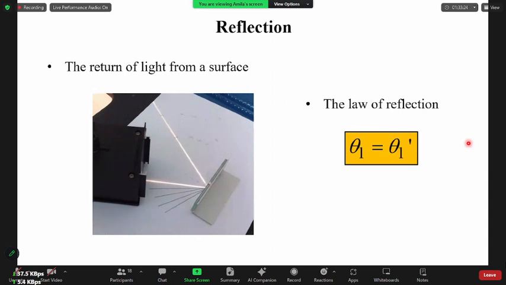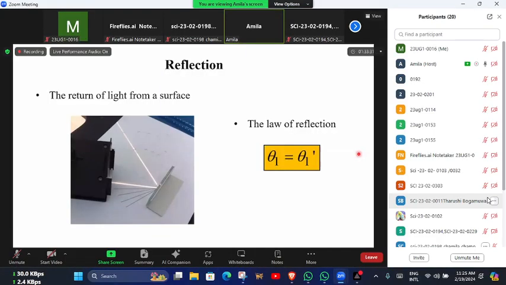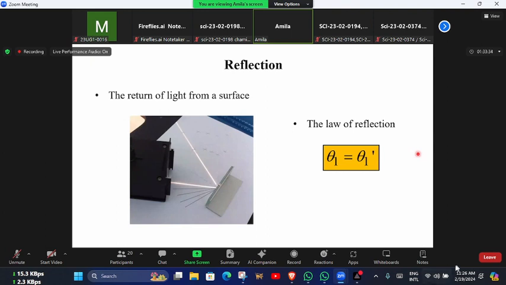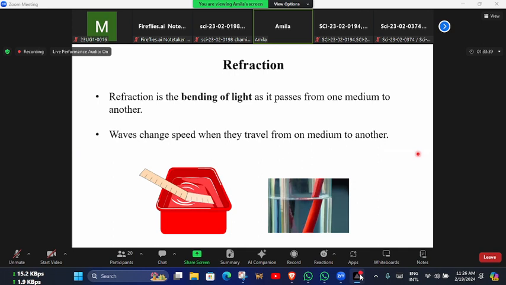Light will reflect with an angle equal to the incident angle. Then what is the other way of propagating light when it meets some boundary? That is refraction. Refraction is the bending of light as it passes from one medium to another.